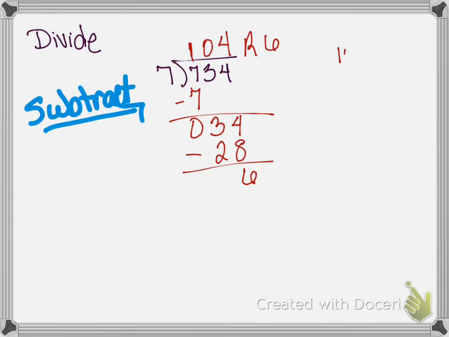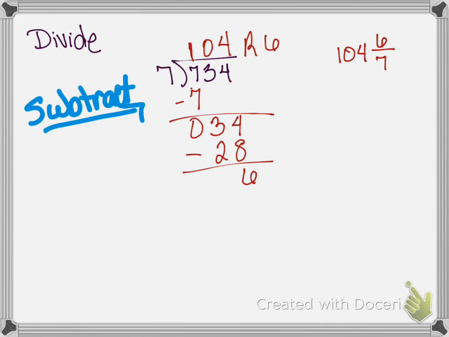But another way I can write it is 104 and 6 over what? Not over 1, not over 7... it's 6 over what I'm dividing by. 6 over what I'm dividing by. Okay, so it's 104 and 6/7.